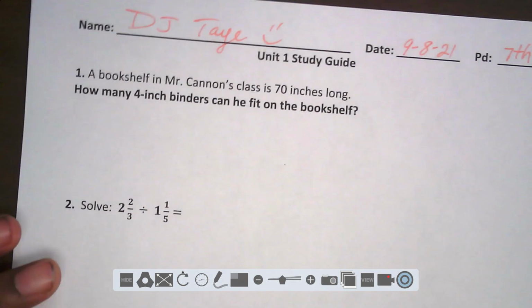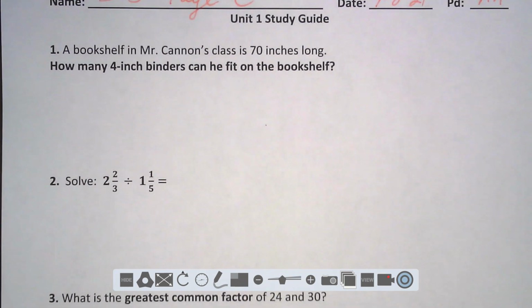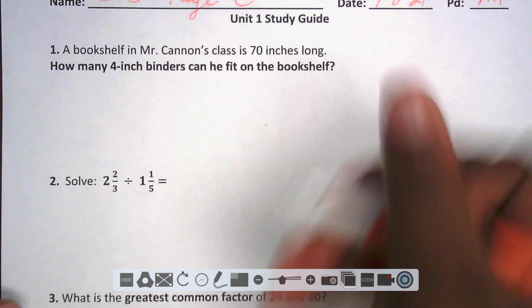Let's jump right in. Number 1, a bookshelf in Mr. Cannon's class is 70 inches long. How many 4-inch binders can he fit on the bookshelf? So thinking about this, I know that I need to divide that 70 inches up by the 4-inch binders to see how many I can fit.